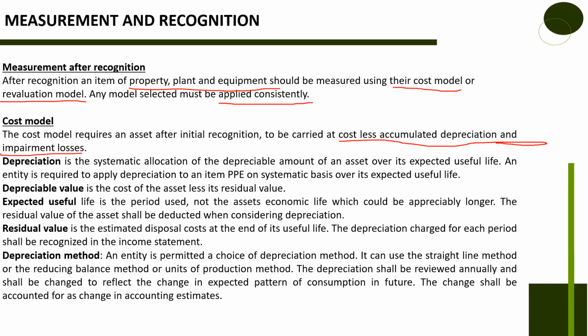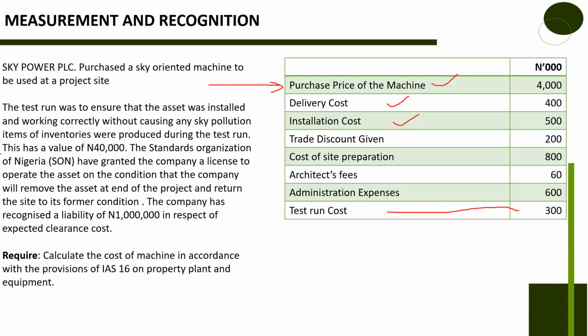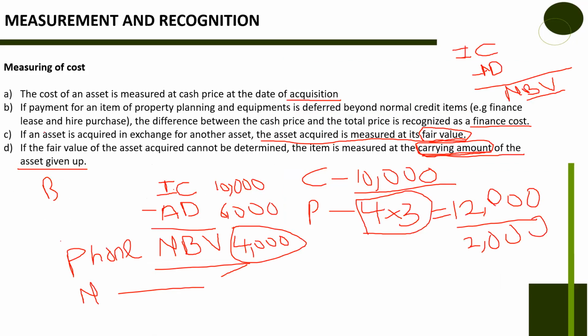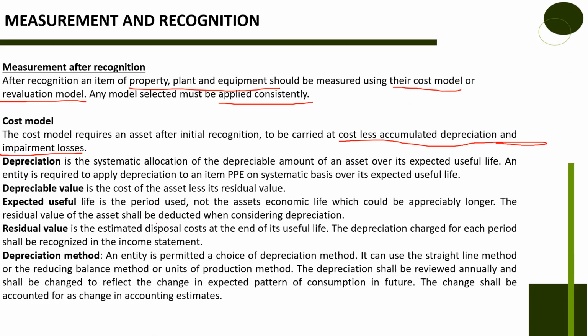You remember when I was trying to make an example from this, I said initial cost of 10,000, you remove accumulated depreciation, and I said you pick it at net book value. That's the same thing that we are looking at here. That's the same example that clarifies this. So on using cost model, you pick it at cost, less accumulated depreciation and impairment losses.